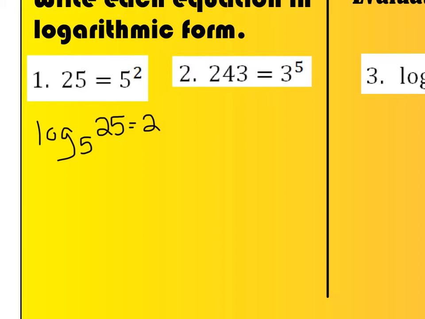Number 2, again, need the word log. The base this time is 3. The answer is 243, and it's equal to the exponent of 5.